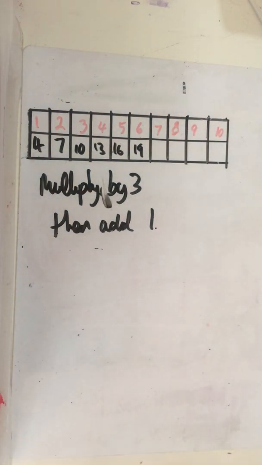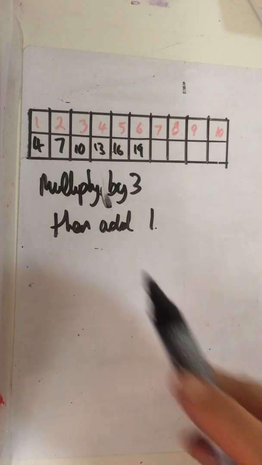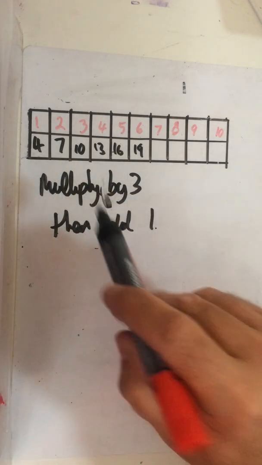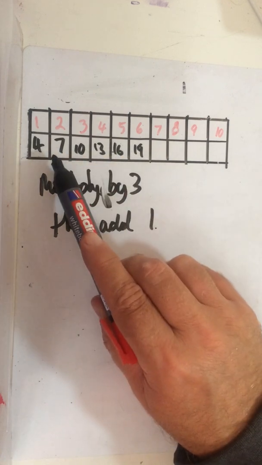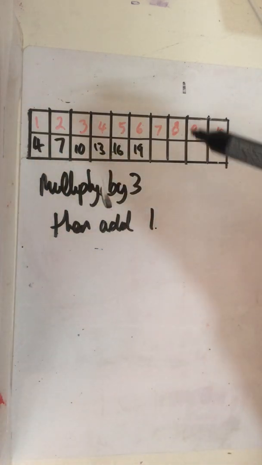Now let's have a little look. You can actually see the pattern developing, can't you? So we've gone from the 4 to the 7 to the 10. So from this pattern, we can see it's actually going up 3 each time.